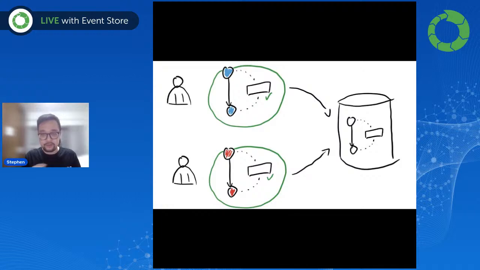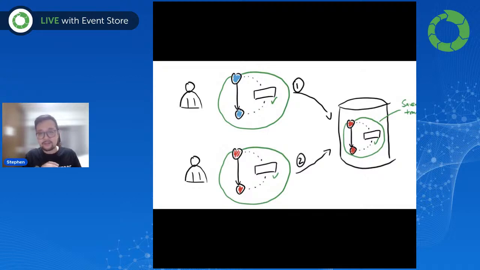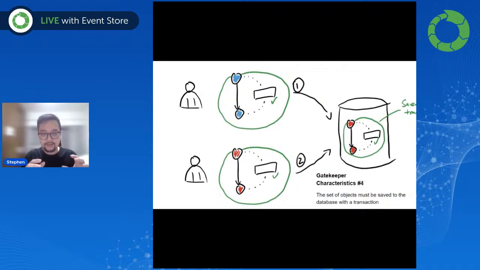So here, for example, we still have our two users trying to save different objects at the same time. However, this time user 1 is able to save all its objects in one go within the transaction. This is followed by user 2 saving its objects within the transaction. And since objects are saved as a unit each time, there's no chance for the rules to be broken inside the database. And so this brings us to the fourth characteristic of this gatekeeper pattern, and that is the set of objects must be saved to the database within a transaction.